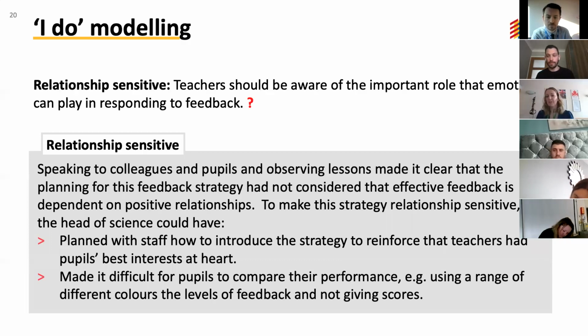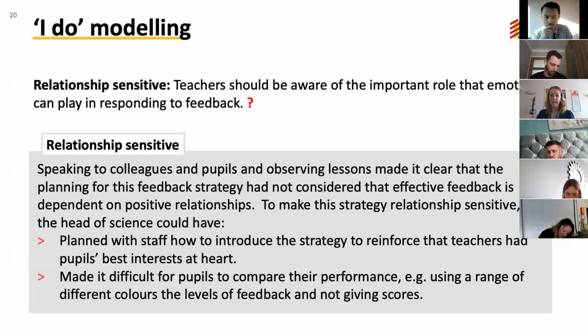So thinking about what this head of science could have done, maybe planning with staff how to introduce a strategy to reinforce that teachers had the pupils' best interests at heart, and reinforcing that with the pupils. And also making it difficult for pupils to compare their performance. So maybe having a range of colours, or certainly colours that aren't necessarily associated with, say, red being particularly negative, or potentially not giving scores.